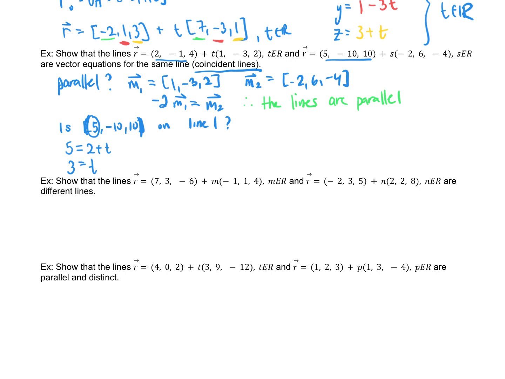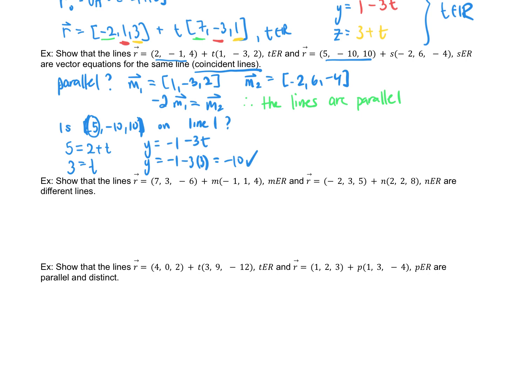I can either do the exact same thing for y and z and see if all the t's match, or I can take this t value and plug it into line 1 and see if that will spit out the rest of the components, so the negative 10 and the 10. So for this one, I'll show it by subbing in that parameter. So y equals negative 1 minus 3t for that line 1 component. And I'm going to replace t with 3. Negative 1 minus 3 times 3. Well, that's negative 1 minus 9, which is negative 10.